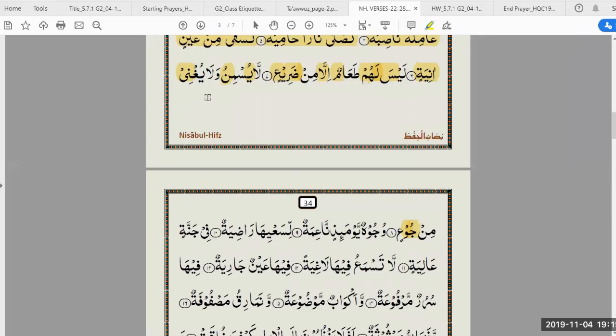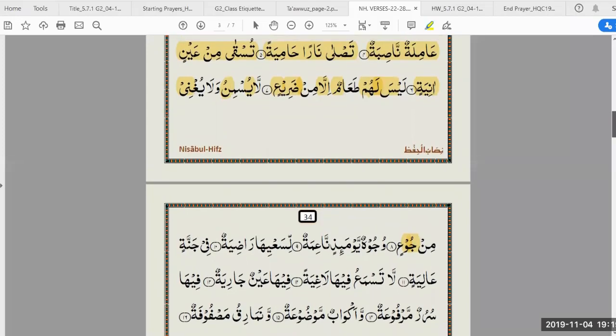Okay, that was a better effort, but you still made two mistakes. This nu will not be prolonged. La yusminu. And this noon will be prolonged. So it's the other way around of what you did. Wala yughni. Not prolonged, prolonged. Okay? Have I confused you or has it become a little bit clearer? A little bit clearer. If anything's confusing, you can ask me now and it's fine. I can explain it again. No. Okay. So I'm going to write down that you've recited this.